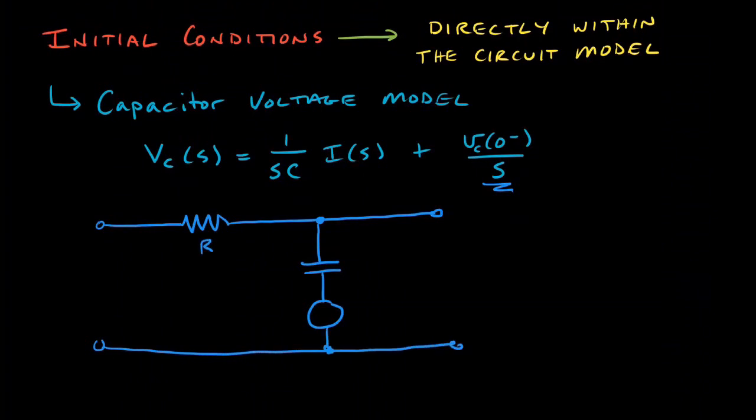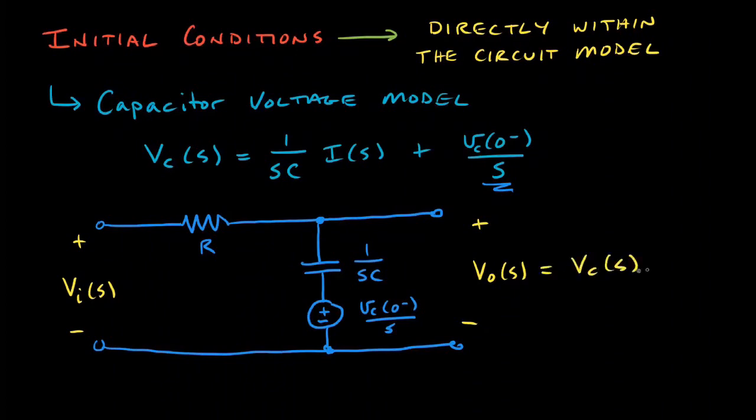So I'll label my resistor R. This is going to be labeled as an impedance 1 over SC, because we're going to do this in the frequency domain. This is going to be my initial condition voltage, and this is going to be VC of 0 minus over S. Right, so that's what this voltage is. Okay, I can label my input and output voltage. And again, we're in the frequency domain, so this is VI of S, and this over here is V out of S, and that equals VC of S.